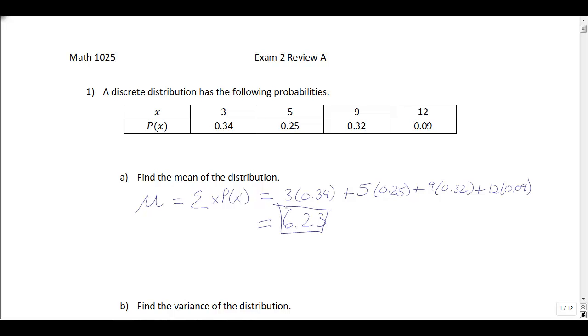What I'm going to do is go through this whole page by hand, and then I'm going to go back and use a calculator. There's a function that will just spit out the mean for you, so you don't have to do this calculation.